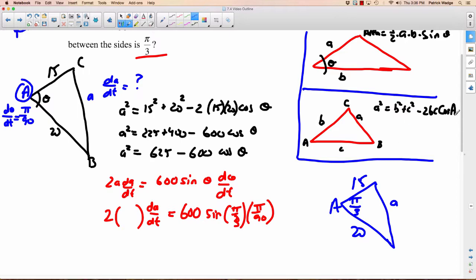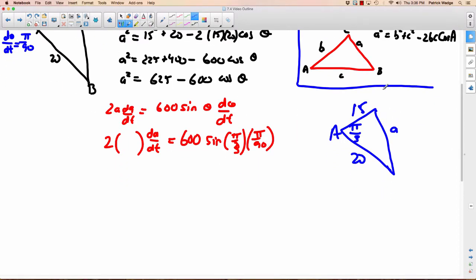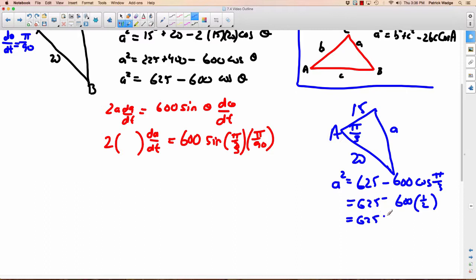The cosine law, again. So this time we've got specific numbers, we're going to use the cosine law. A squared equals b squared plus c squared. Well, it's going to be 20 squared plus 15 squared again. It's going to be 625, just like before. Minus 2 times 15 times 20. That's going to be 600 again, just like before. Cosine of pi over 3. So that's 625 minus 600 times, pi over 3 is 60 degrees, and cosine of 60 degrees is 1/2. So that's very nice. So we get 625 minus 300, which is 325.